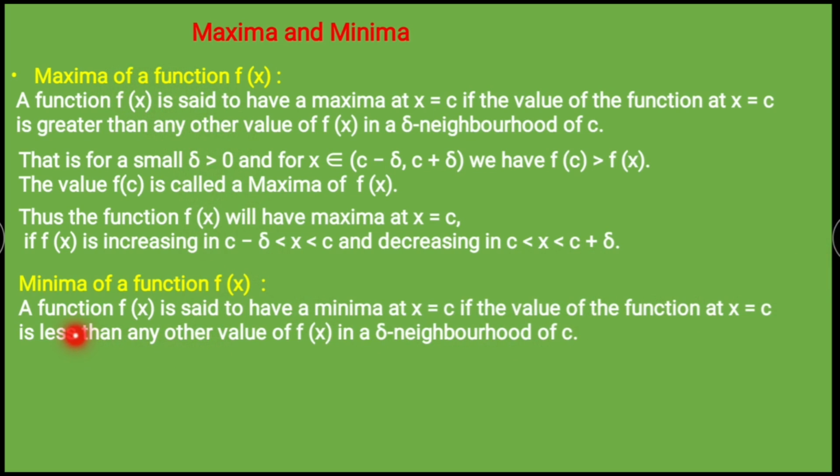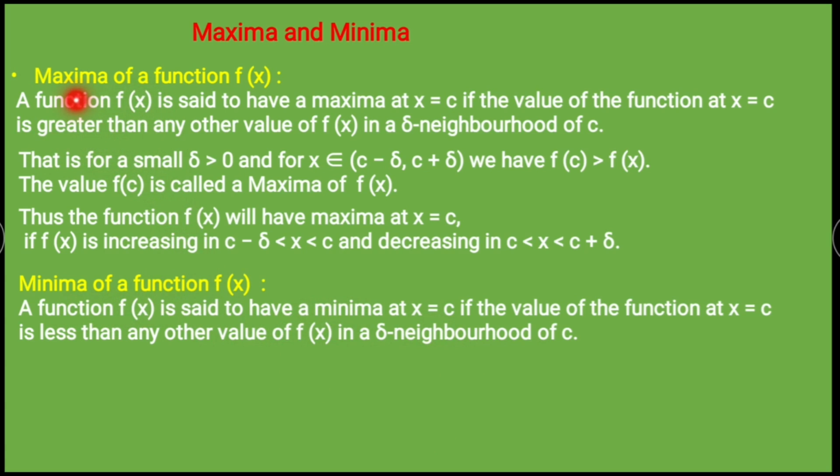The next definition, minima of a function f of x. A function f of x is said to have minima at x equals to c if the value of function at x equals to c is less than any other value of f of x in the delta neighborhood of c. Now we comparatively discuss the maxima of a function and minima of a function.